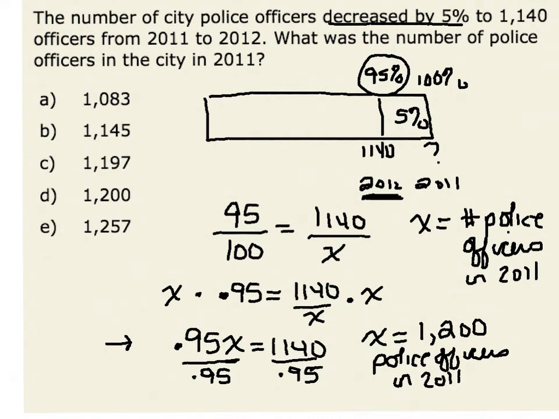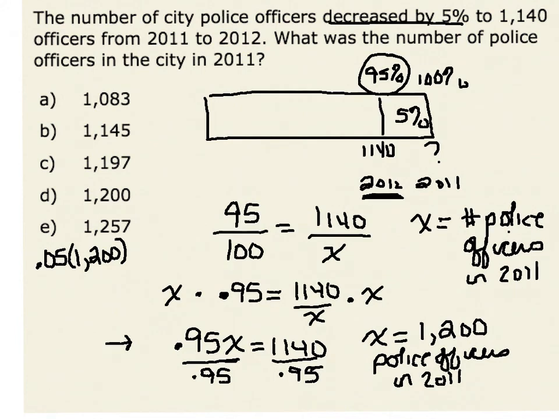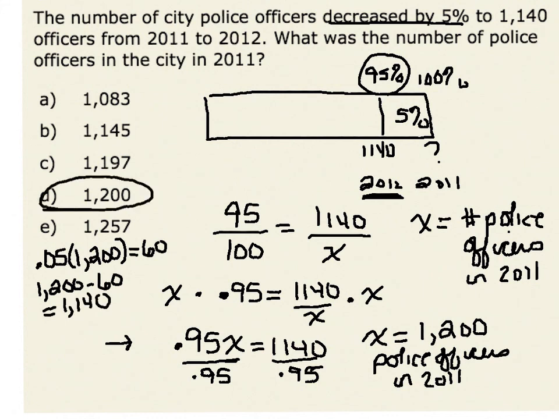We can verify a 5% decrease. So let's take 5% of our 2011 value, or 5% of 1,200. 5% of 1,200 would give us a decrease of 60 police officers. Therefore, if we took our 2011 value of 1,200 minus 60, that would give us our 2012 value, which is indeed 1,140. Therefore, verifying that 1,200 is the number of police officers in the city in 2011.